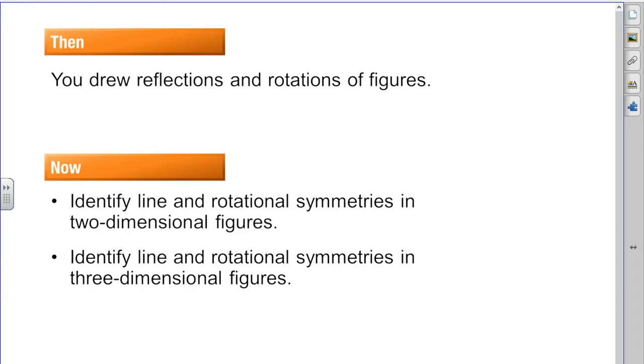We've drawn reflections and rotations. Now we're going to talk about line and rotational symmetries in two-dimensional figures. And the part that's probably going to be confusing, if anything really is, is the three-dimensional line and rotational symmetries. Those are kind of harder to see, mostly because we don't have a lot of experience with it.